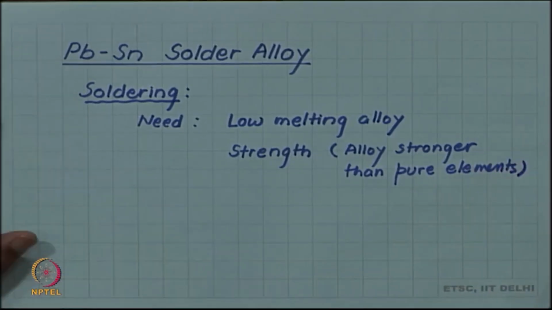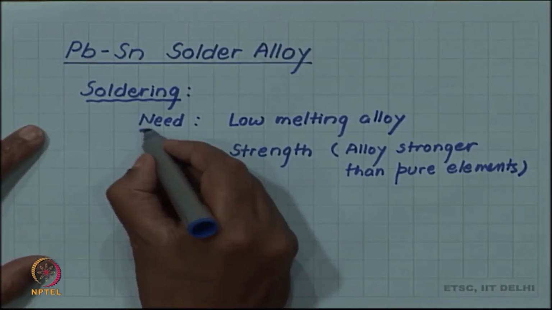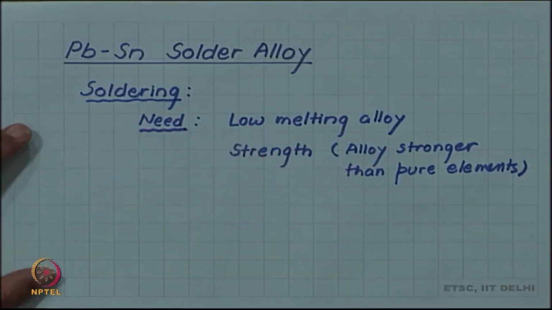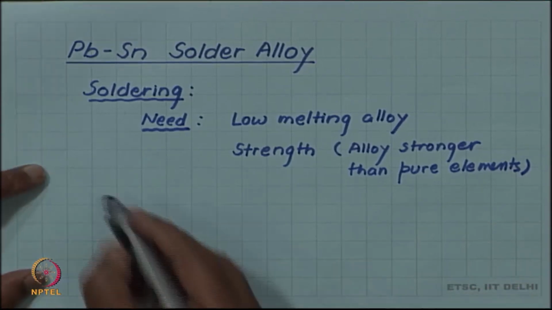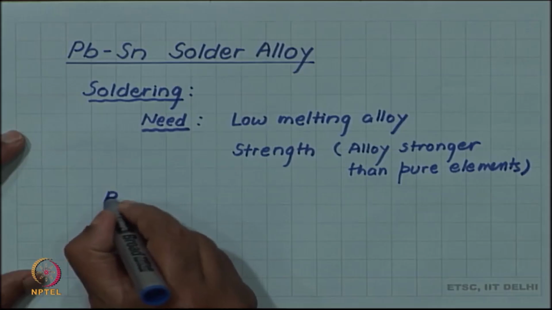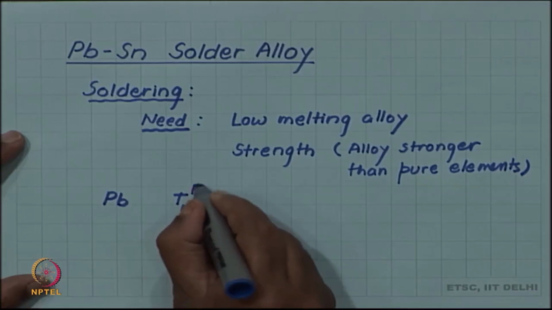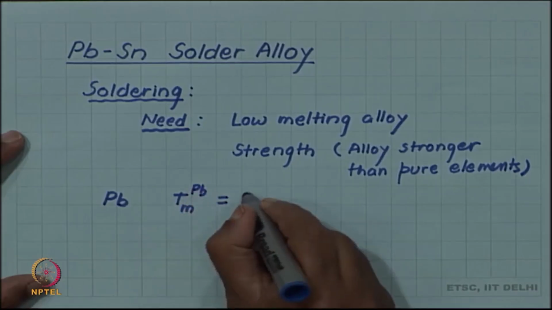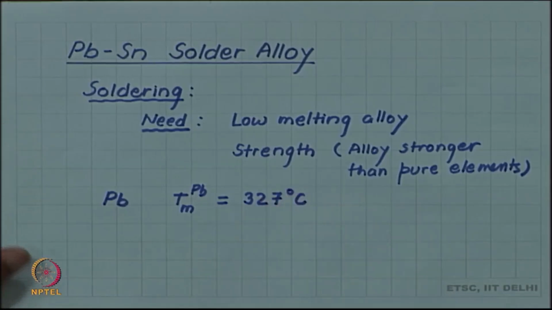This is a general rule. This is called solid solution strengthening, and we will have more time to discuss that later in the course. So, lead tin makes a nice candidate for this, because lead itself has a melting point of 327 degrees Celsius, which is reasonably low if you compare it with your previous example of copper and tin, which were both having more than 1000 degrees Celsius as their melting point.